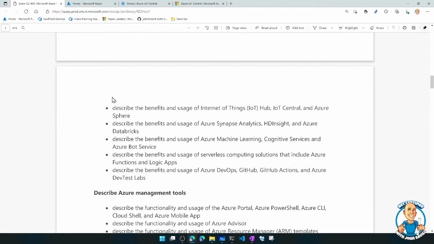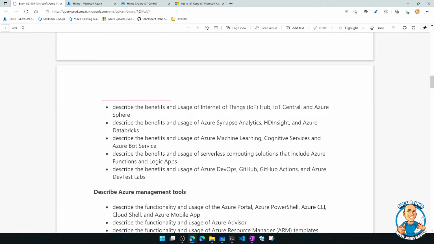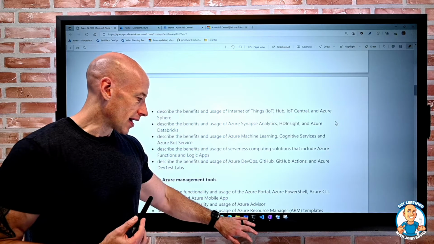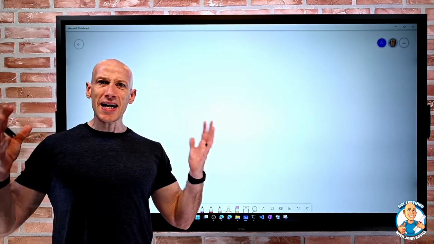Now, in this particular lesson, we're going to explore the ones around Internet of Things. But then over subsequent lessons, we'll look at things about big data, machine learning, serverless compute, and then DevOps. So this is our focus for the next set of lessons. So what is Internet of Things?